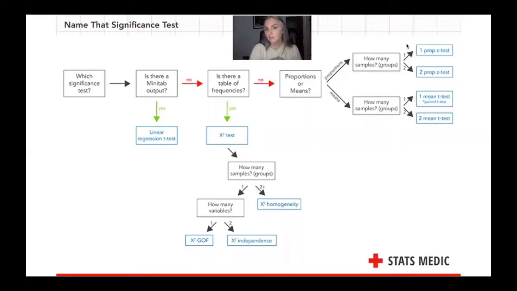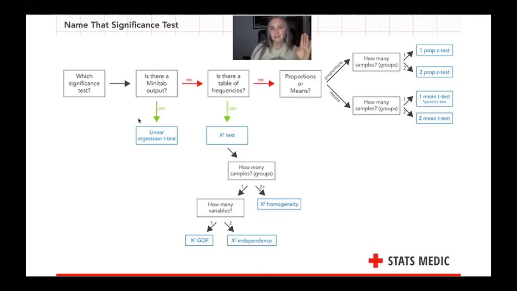So we have spent the majority of second semester on these 4 tests: 1 proportion z-test, 2 proportion z-test, 1 mean t-test, and 2 mean t-test. Remember, proportions are z-tests and means are t-tests, yeah? And then we started this unit talking about the chi-square goodness of fit test. And so now we're focused here on homogeneity and independence, okay? And we're going to back it up.